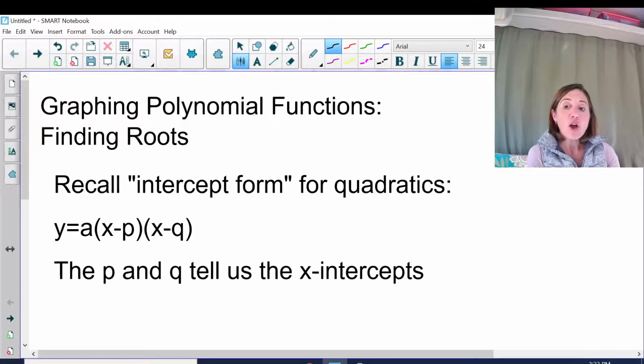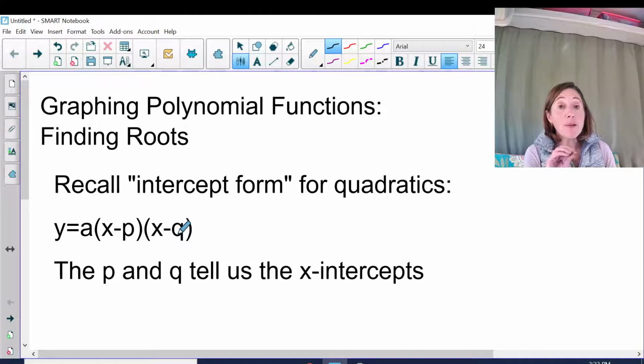And to do that, I want to help you remember what we talked about with intercept form for quadratics. If you recall, intercept form for quadratics had the appearance of y equals a times the quantity x minus p times the quantity x minus q. And the p and the q told us what the intercepts were. If you remember, if we have a quadratic that's factored, we can use the zero product property to find the zeros. What would make this turn to zero?